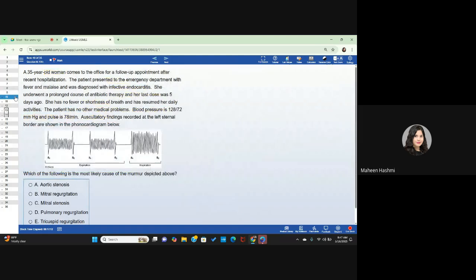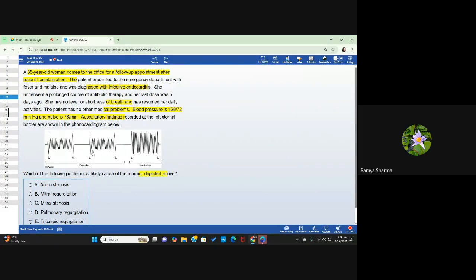All right, next question. She has no fever or shortness of breath and has resumed her daily activities. The patient has no other medical problems. Blood pressure is okay. Auscultatory findings recorded at the left sternal border are tested. Which of the following is the cause of the murmur depicted above? Okay, so we have a 35-year-old woman, and she is diagnosed with infective endocarditis. Okay, all right. What's happening? What is this?